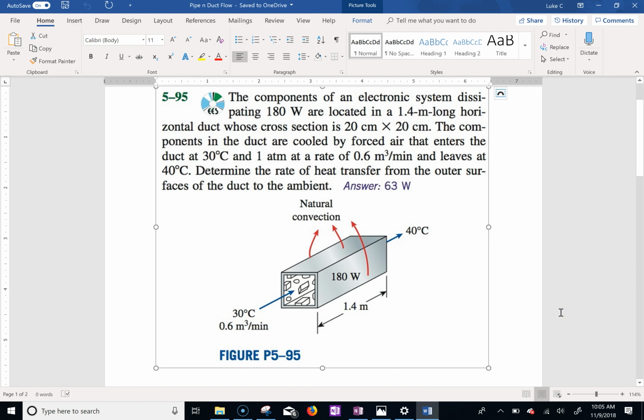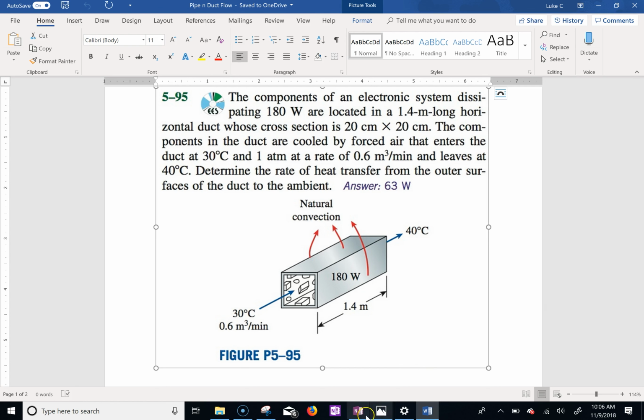So the components of an electric system dissipating 180 watts are located in the 1.4 meter long horizontal duct, whose cross section is 20 centimeters by 20 centimeters. The components in the duct are cooled by forced air that enters the duct at 30 degrees C in 1 atmosphere at a rate of 0.6 meters cubed per minute and leaves at 40 degrees. Determine the rate of heat transfer from the outer surfaces of the duct to the ambient.